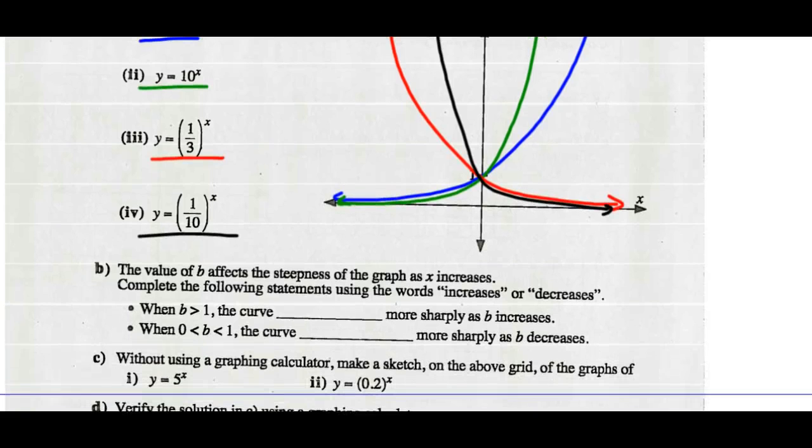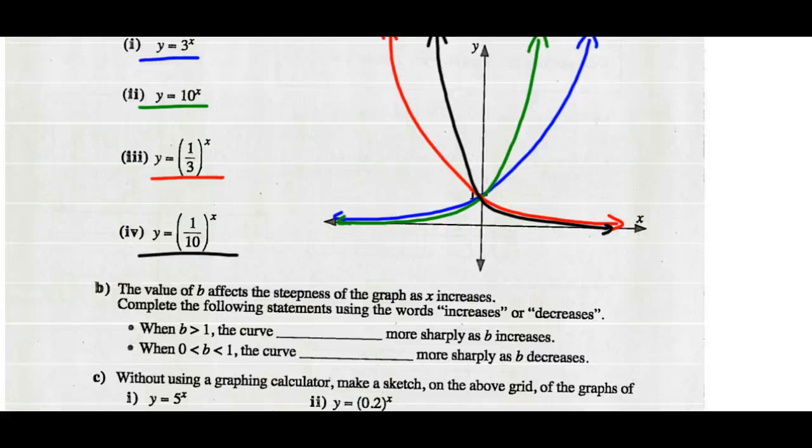The value of b affects the steepness of the graph as x increases. Complete the following statements using the words increasing or decreasing. So, when b is greater than 1, the curve increases more sharply as b increases. Right? So when b is greater than 1, in these two situations, 3 and 10, as b increases from 3 to 10, the green curve increased more than the blue curve, so it's increasing.